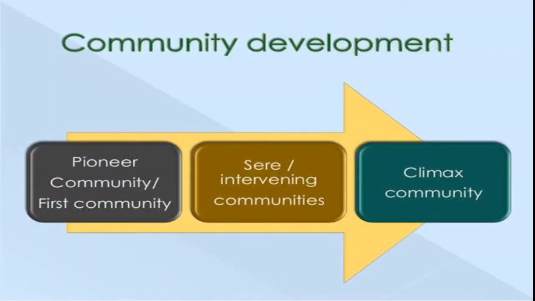Here, the community development or the sequential series of succession is diagrammatically represented. The pioneer or the first community is followed by one or more intervening communities or seral stages, and finally a stable climax community is established.